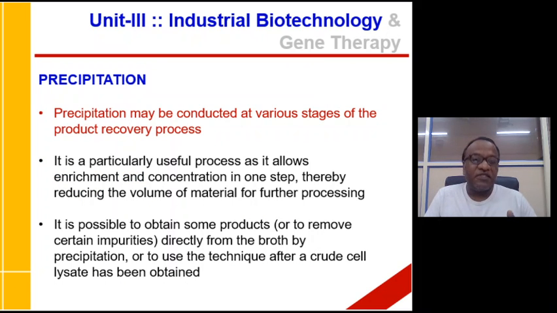Right. Next we have precipitation. It is another unit operation. Precipitation need not always be conducted at a particular stage of the fermentation process. You can conduct the precipitation at various stages of the recovery, not always in the initial phase or in the final stage. It is very important and useful because it allows enrichment and concentration in one single step. Thus, it saves the volume of the material required for purification.